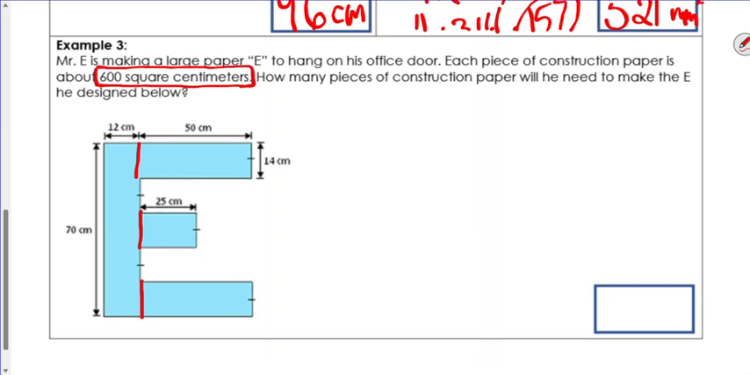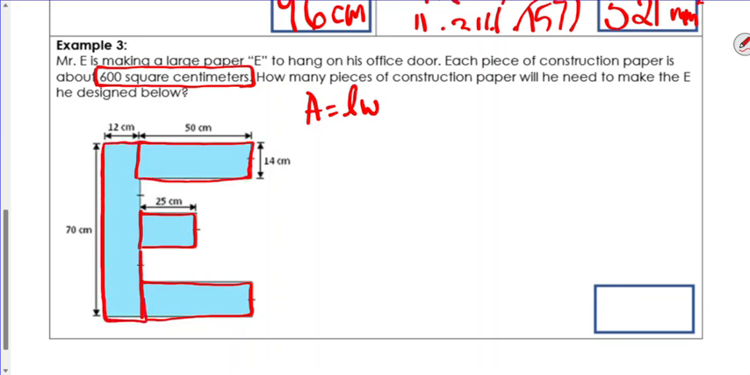And then we're going to multiply length times width for each of these. They are all rectangles. I have 4 rectangles, each with the length and the width, that I can multiply to find the area. So 50 times 14 tells us that this rectangle has an area of 700.